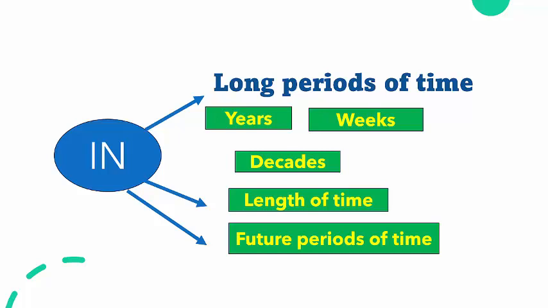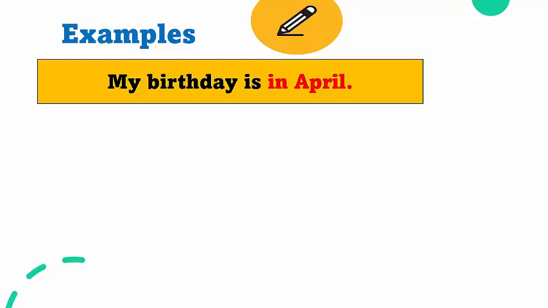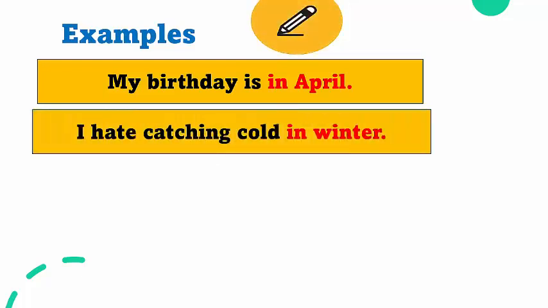Let's discover how. In the first example here, my birthday in April. It's a long period of time. It's not a particular date. So I can use "in". My birthday is in April, in August, wherever. The second example, I hate catching cold in winter. In winter here is a season. It's a long period of time. So I use "in" before it.